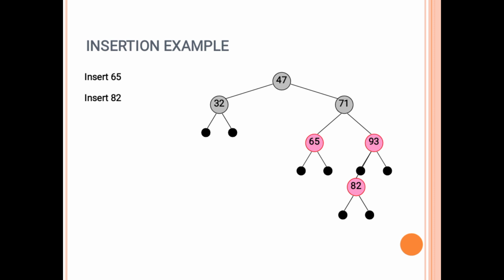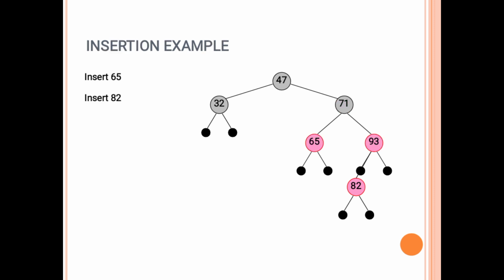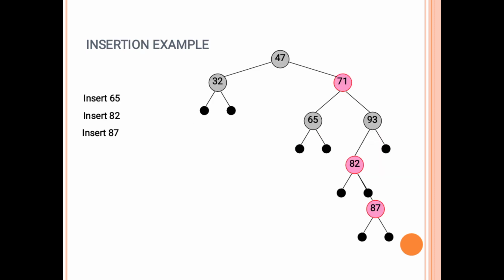Here we do the recoloring. It means 65 and 93 become black. We recolor. This is the 82 insertion, changing the node colors. Next we insert 87. 87 connects to the right side of 82.